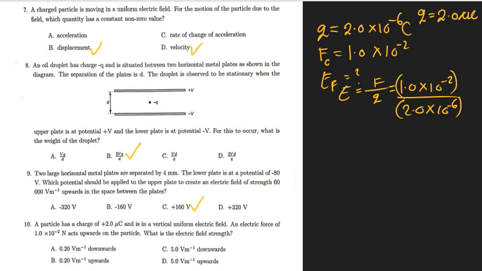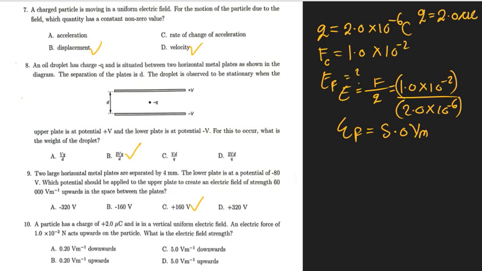So 1.0 multiplied by 10 to the power negative 2, divided by 2.0 multiplied by 10 to the power negative 6. Let's see. The electric field is giving like 5,000, that's in millivolts. Okay, so it's giving me 5.0. Of course it should be millivolts.